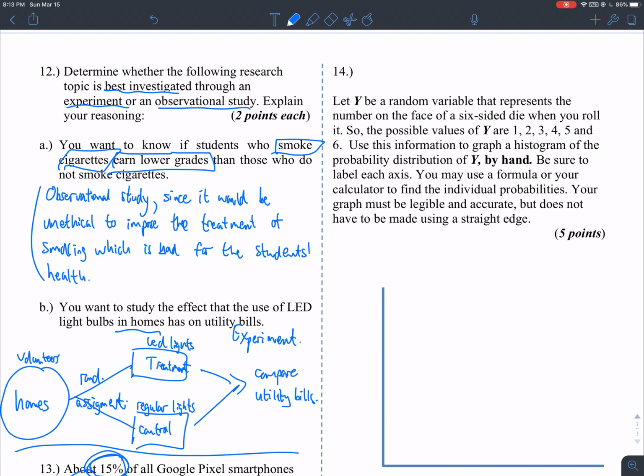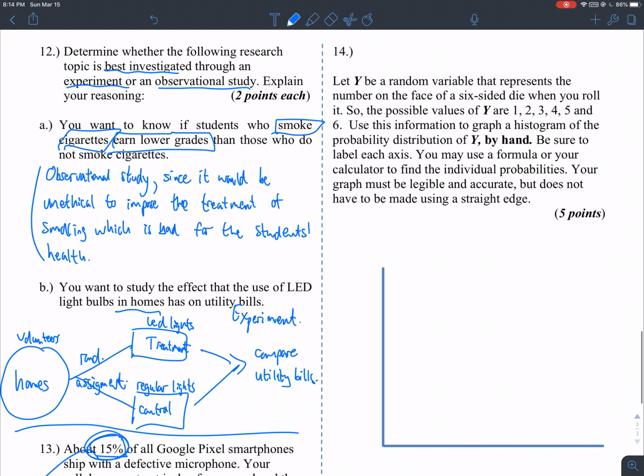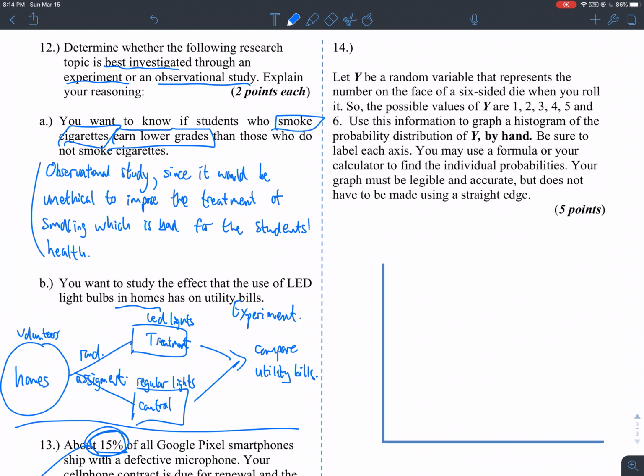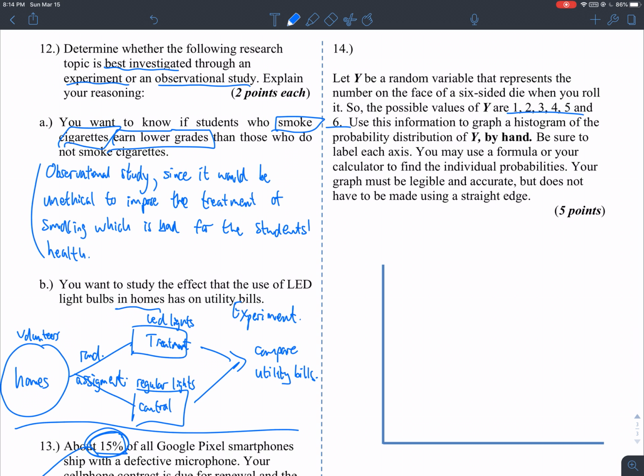Number 14. Let y be a random variable that represents the number on the face of a 6-sided die when you roll it. We did this example together in class, except we didn't make the distribution for it. So the possible values of y are 1, 2, 3, 4, 5, 6. Use this information to graph a histogram of the probability distribution of y by hand. Label each axis and so on and so forth. Make sure you label everything.